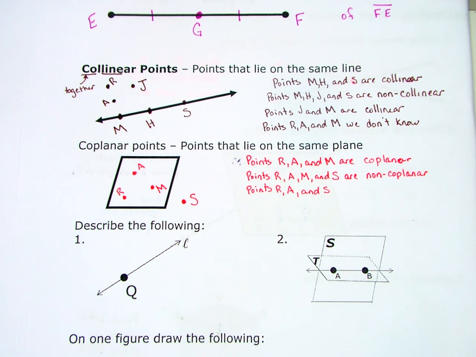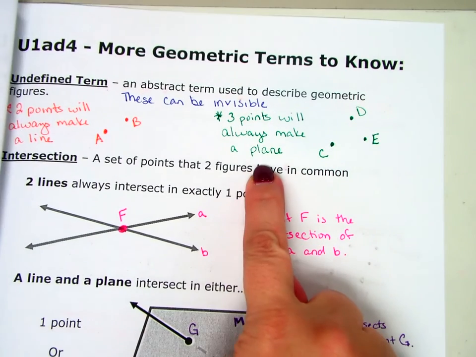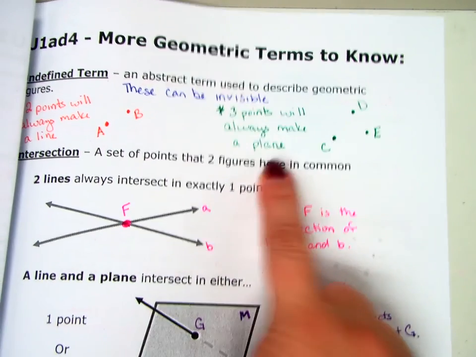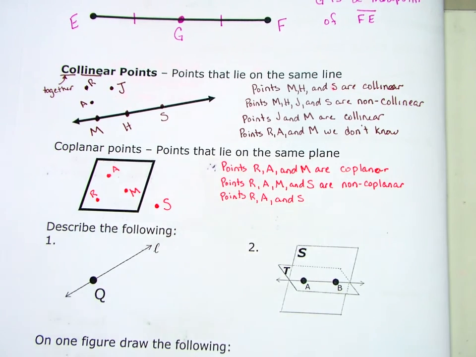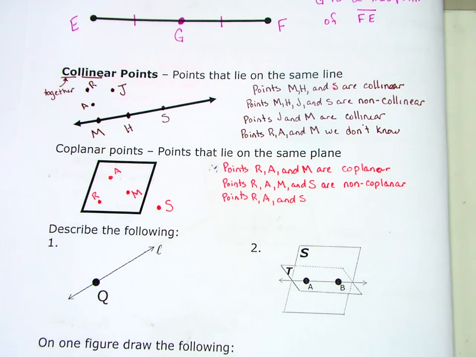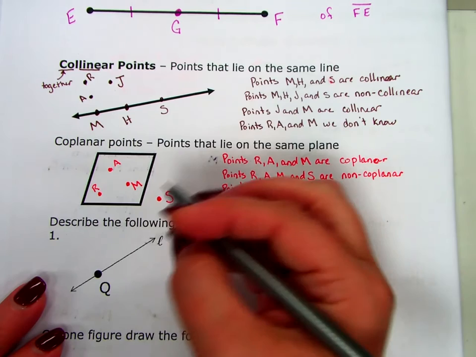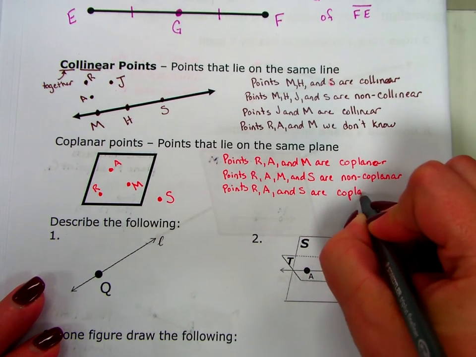Is there a plane between R, A, and S? Yes, because remember we said 3 points will always make a plane. So even though we don't see it there, I could, if I was a really good artist, which I'm not, potentially draw that. I can draw 2 planes intersecting, and hopefully by the end of the lesson you can too. But I don't know that I could draw that one. But we say they are coplanar.